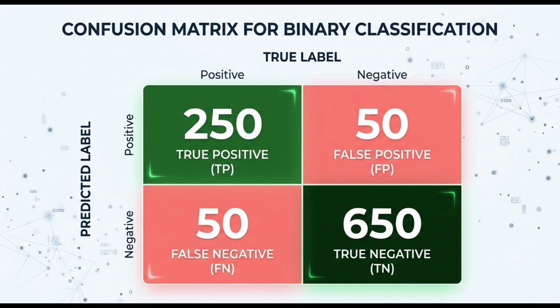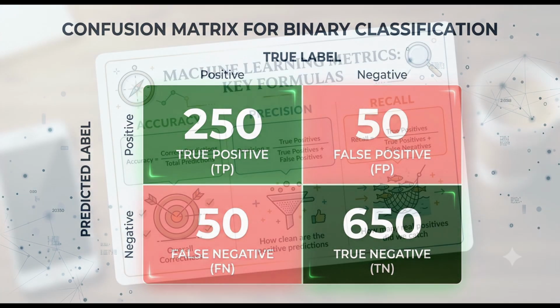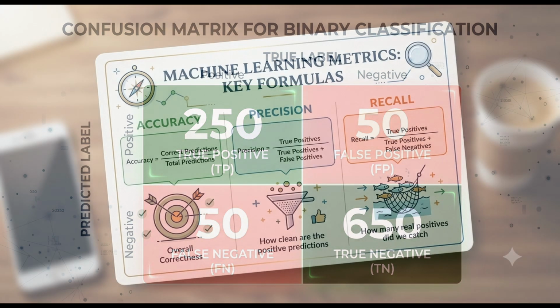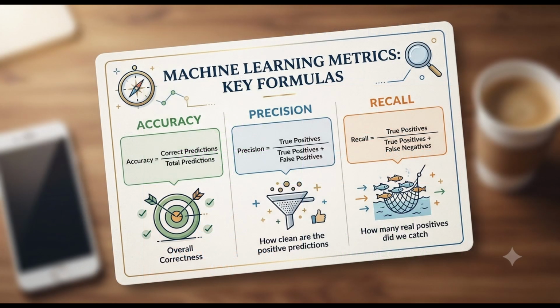This single chart gives you an immediate visual sense of exactly where a model is succeeding and exactly where it's getting confused. From there, we can calculate specific metrics. Accuracy is the simplest. What fraction of all predictions were correct overall? Precision asks a narrower question. Of everything the model labeled as positive, how many of those were actually correct? This matters a lot when false positives are costly.